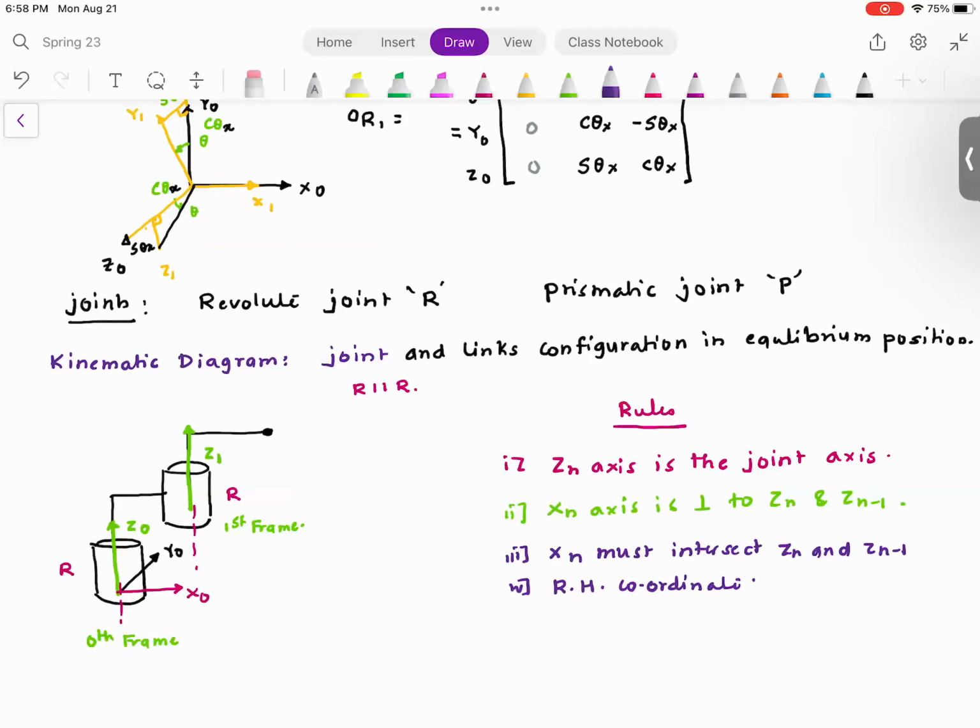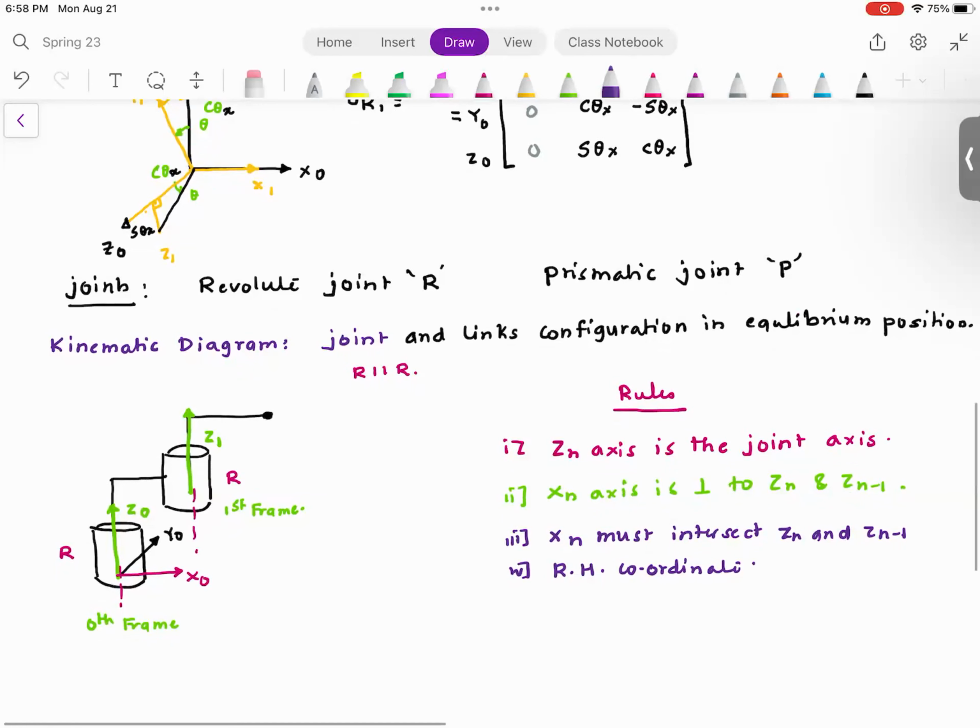But now for Z1, let's look at the first frame. I need to find where my X1 is going to be, and I have multiple choices. I'm going to show you the choices that I have. I have 2 potential directions. I can use X1 in this direction, or I can use X1 in that direction. Do you agree with me?